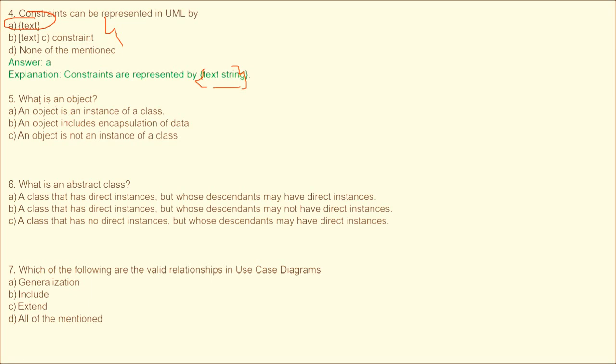What is an object? Object is an instance of a class. Object includes encapsulation of data. Object is not an instance of a class. The answer is clearly A. An object is an instance of a class.